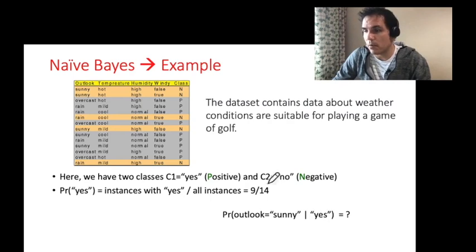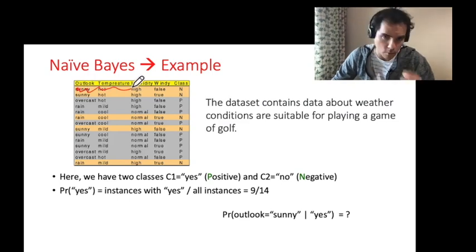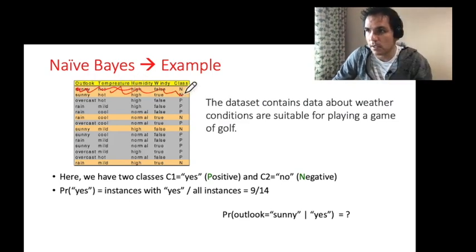Basically what we want to do now is focus only on the positive or yes examples. So we remove this one that we have here in order to compute this probability, in this conditional probability.